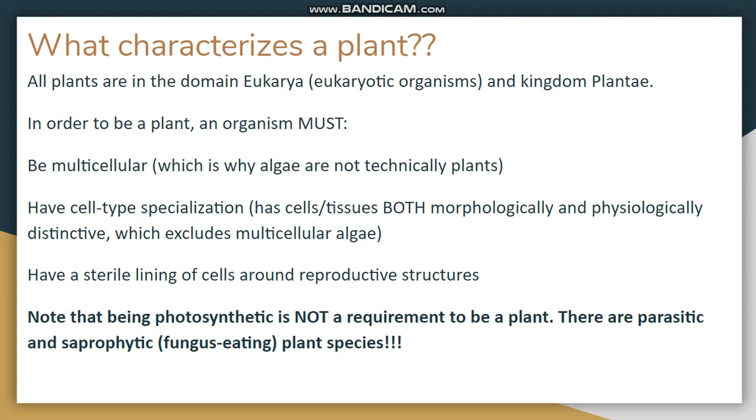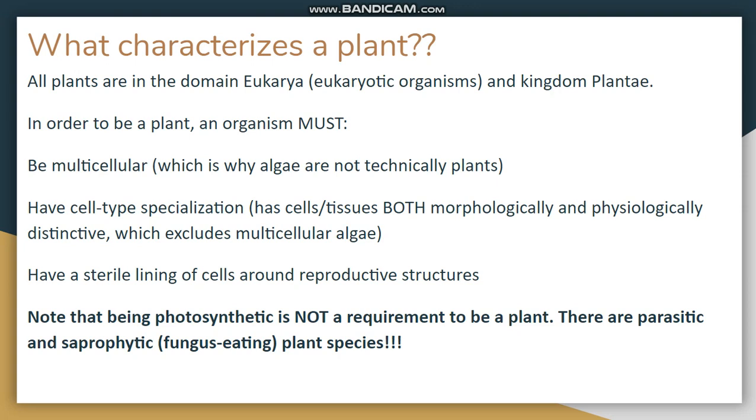Or they have physiologically distinct but morphologically uniform portions, such as the gamete-producing organs, the reproductive structures in algae, which are physiologically different than normal cells, but they're not morphologically different. And finally, you need to have a sterile lining produced by cells around your reproductive structures. All plants have this, but algae do not.